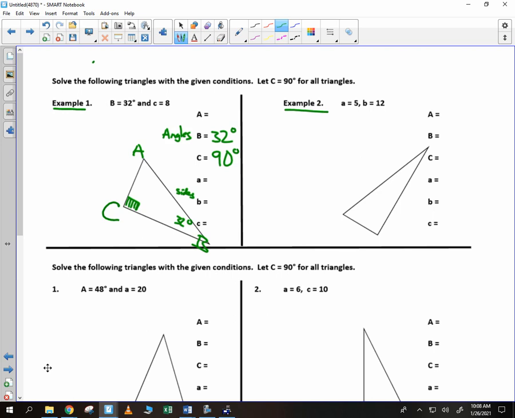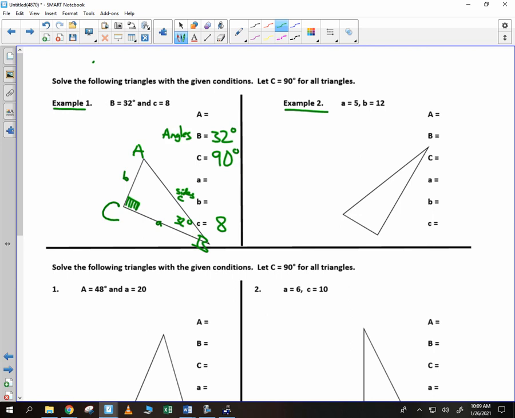The small letters are the sides. This is extremely important. If you don't follow this, you're going to be lost. If I go across from angle A, that's side A. If I go across from angle B, that's side B. If I go across from angle C, that's side C. It says that side C is 8. So I am given 3 out of the 6 parts of the triangle. I need to find the other 3.